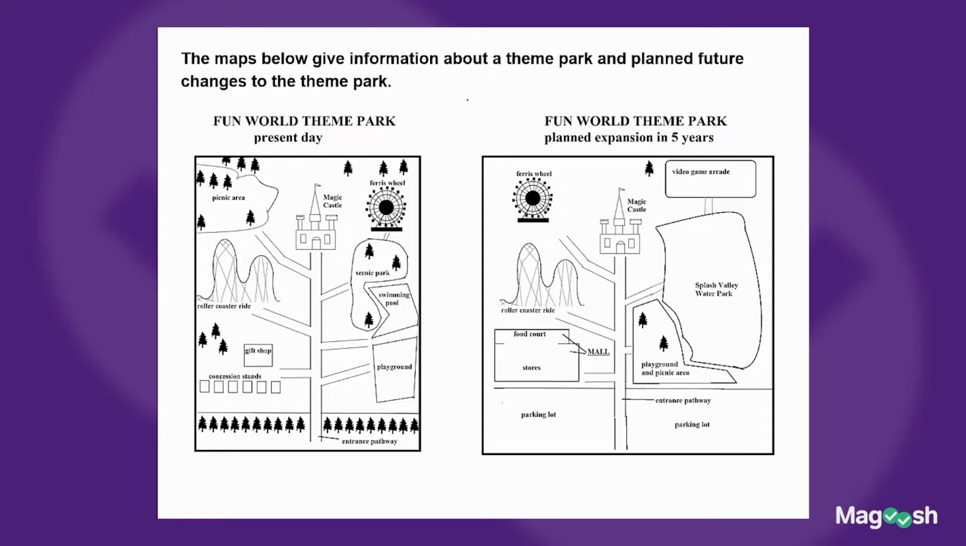Okay, we've got our summary sentence up above. The maps below give information about a theme park and planned future changes to the theme park. So we've got the present day theme park over here, and we're looking at a map of the proposed expansion of the theme park in 5 years' time. All right, so a very common kind of format for IELTS Task 1 map questions.